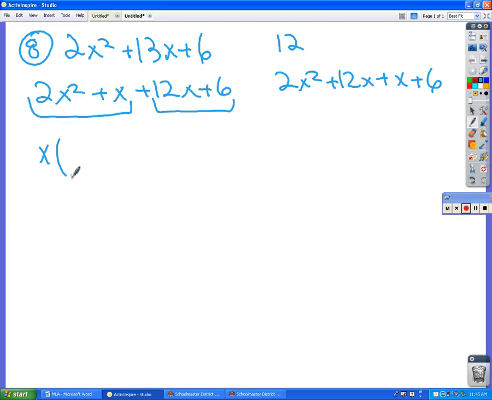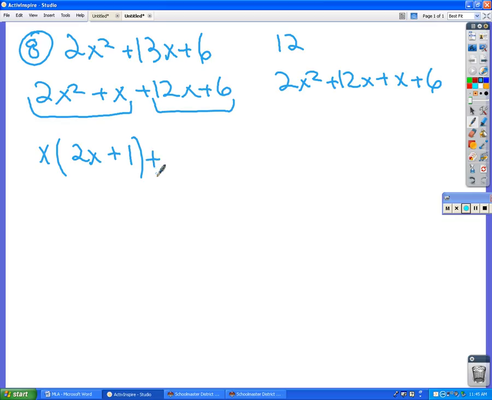When I take an x out of 2x squared, what am I left with? 2x. When I take an x out of x, what am I left with? 1. Not nothing, 1. I need a 1 there so that when I go x times 1, I get x again, okay?